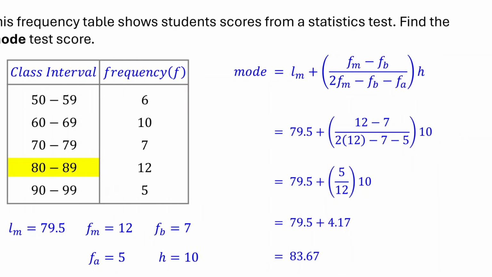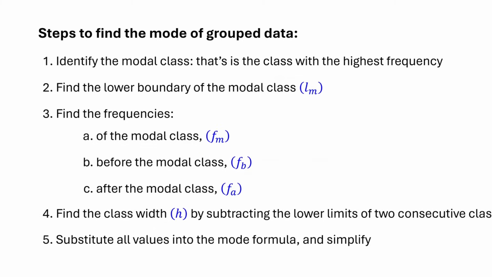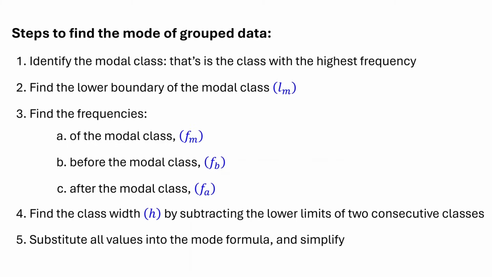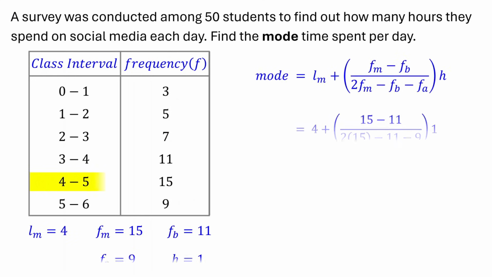To recap, here's the formula to calculate the mode of grouped data along with what each variable means. Here's a quick summary of the steps you need to follow. And finally, here's a practice problem for you to try on your own. Pause the video, give it a try, and then check your solution.